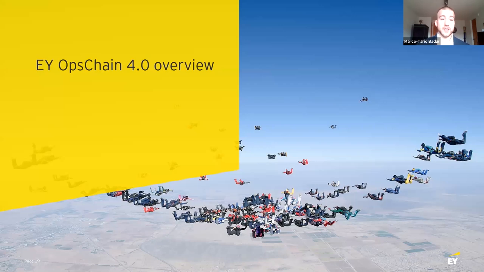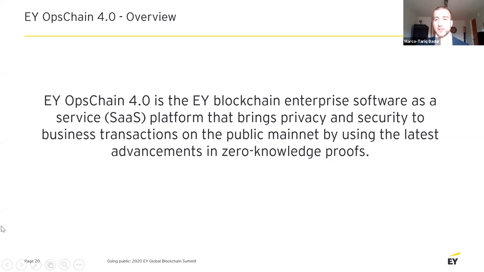Now, with that being said, let's take a look at the OpsChain platform and what OpsChain actually is. At its core, OpsChain is EY's enterprise software as a service business blockchain application that allows companies to transact private and secure business transactions on the public mainnet by using the latest advancements in zero-knowledge proofs. OpsChain is part of the blockchain.ey.com platform, which we will hear about more in a little bit, and it is also a Baseline compatible product.